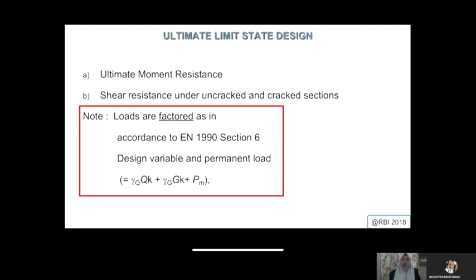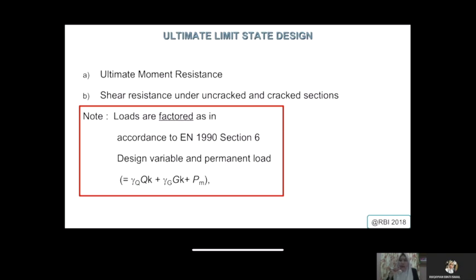All right. So ultimate limit in general, I just want to point this out. We have two main resistances that we have to check. One is the ultimate moment, and the second is the ultimate shear. For shear we have two conditions: it has to be determined under cracked condition and also uncracked condition. Loads are factored in accordance with EN 1990 section 6.